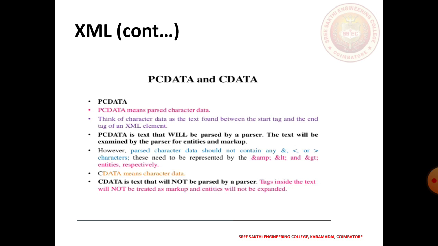Let's see what PCDATA and CDATA are. PCDATA is parsed character data, CDATA is character data. In PCDATA, when text is written inside the PCDATA, that data will be parsed while compiling. In CDATA, the text written inside the CDATA cannot be parsed. It can be considered as a command line.